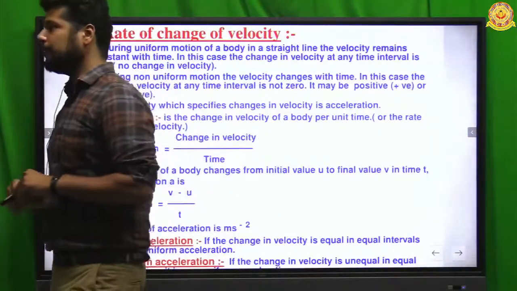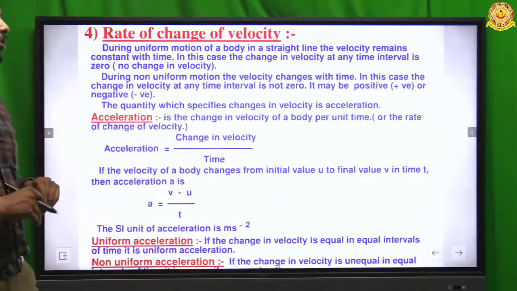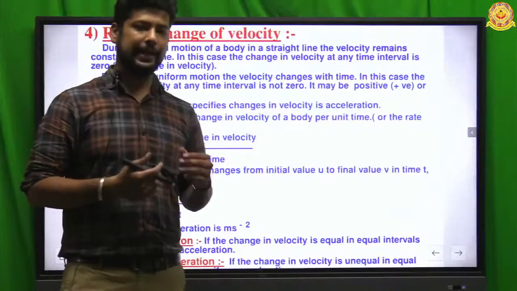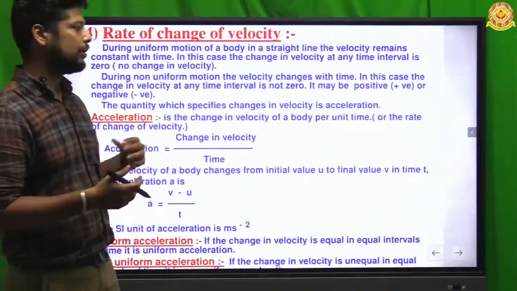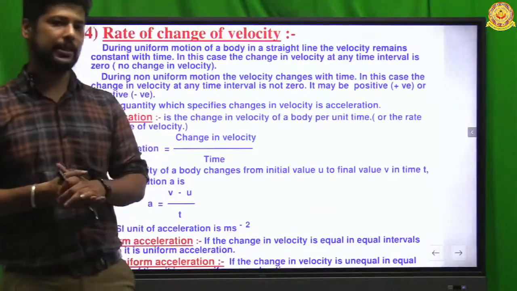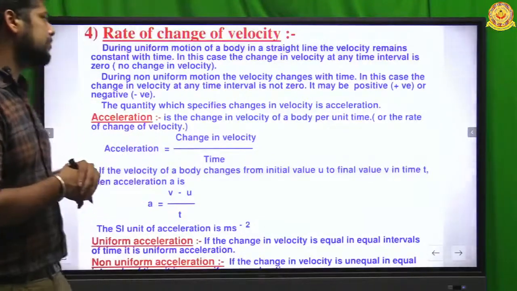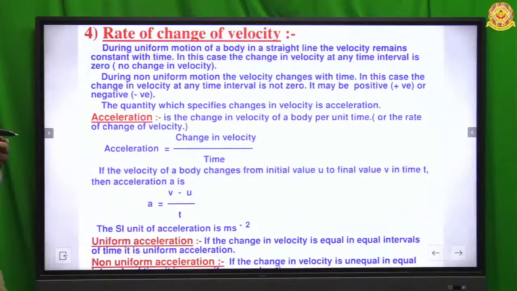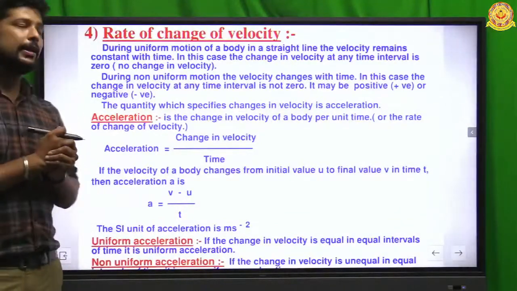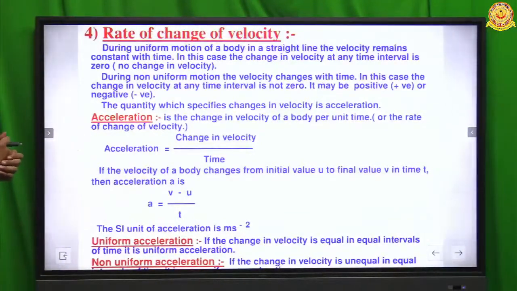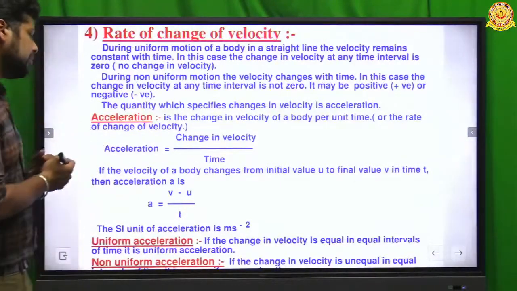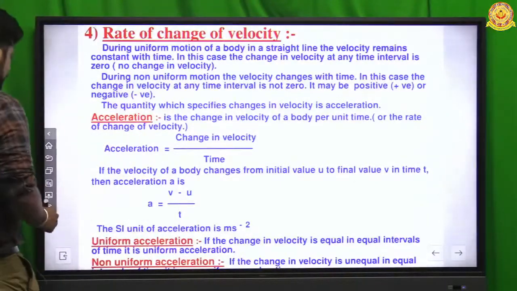But in non-uniform motion, acceleration could be positive also, acceleration could be negative also. We will discuss later on what is positive acceleration and what is negative acceleration. Right now just remember that during non-uniform motion, velocity changes with time. The quantity which specifies change in velocity is called acceleration, and the SI unit of acceleration is meter per second square.